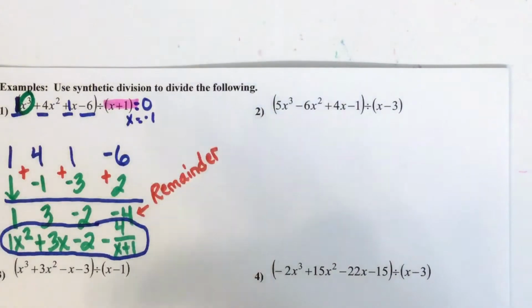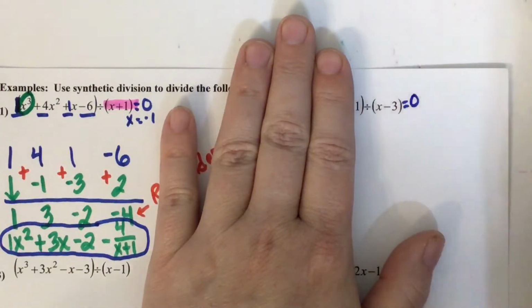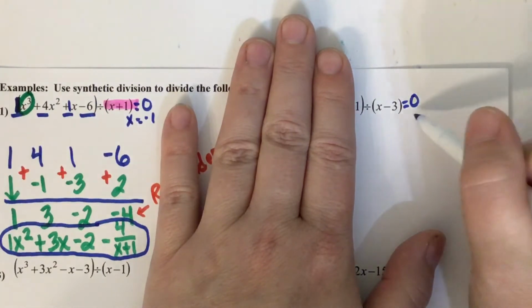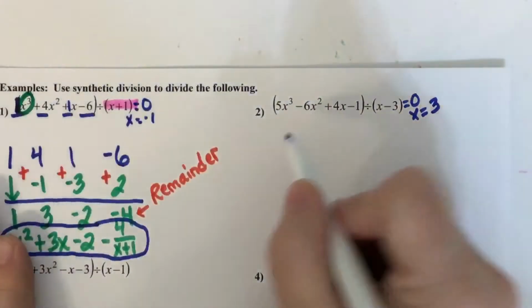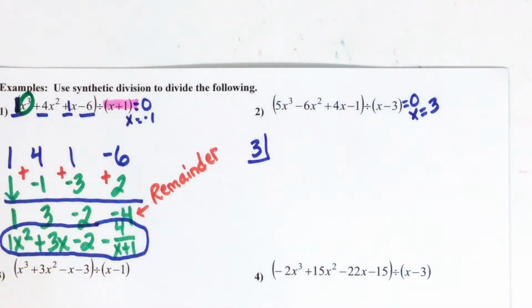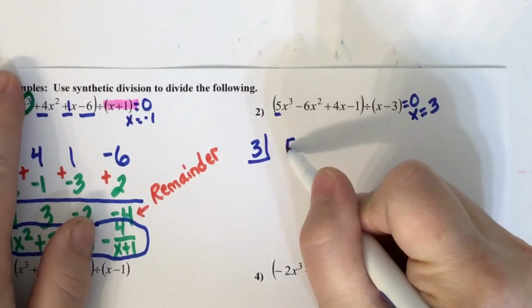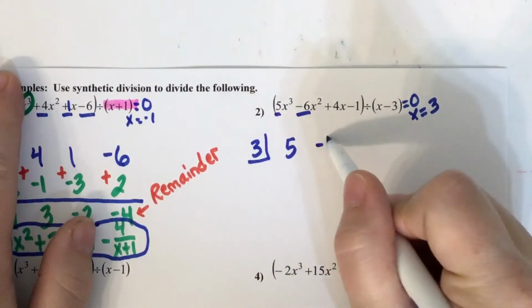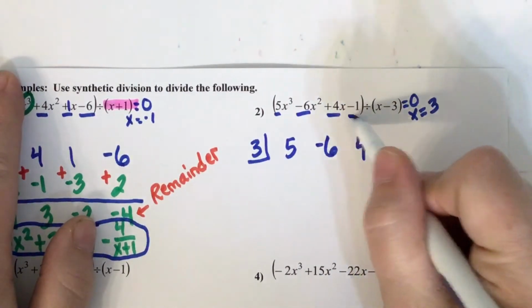All right, so you start with what you're dividing by. If you set that equal to 0, what do you get? You get a positive 3, because you would add 3 to both sides. So that's called your 0. So first you put the 0 in the box. Then you pull down the coefficients, drop, drop, drop. So first I have a 5, then a negative 6, then a 4, and then a negative 1.